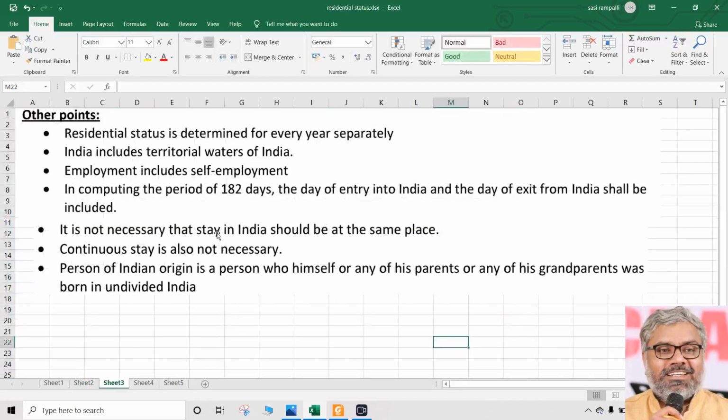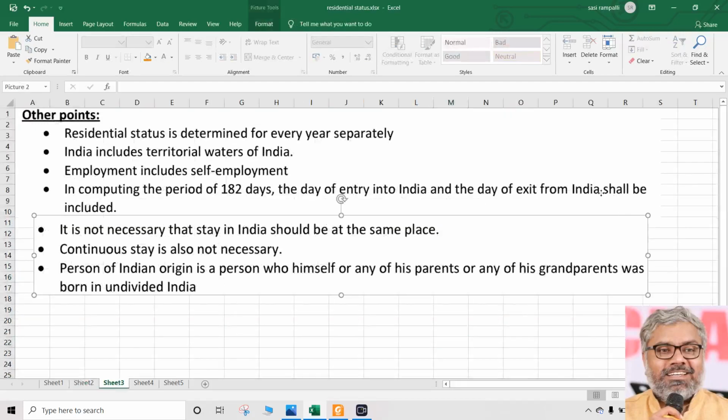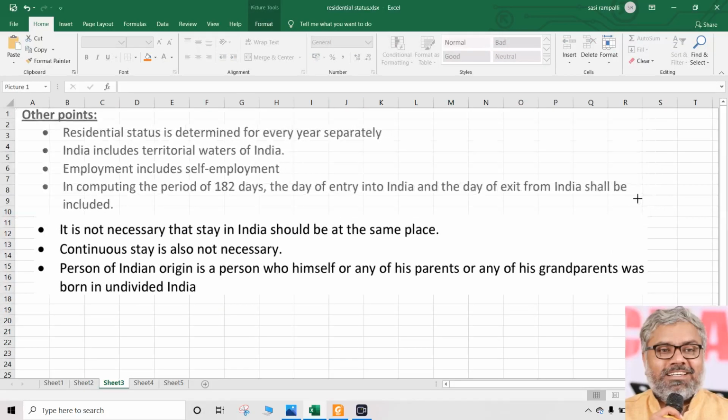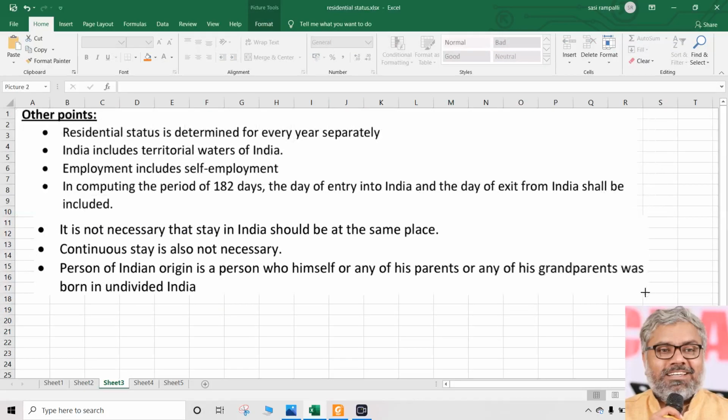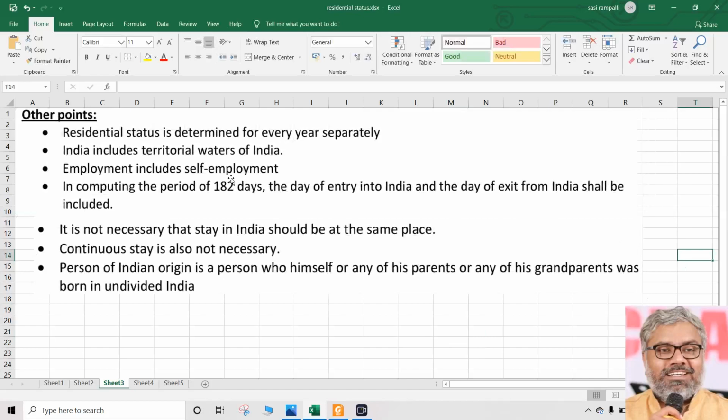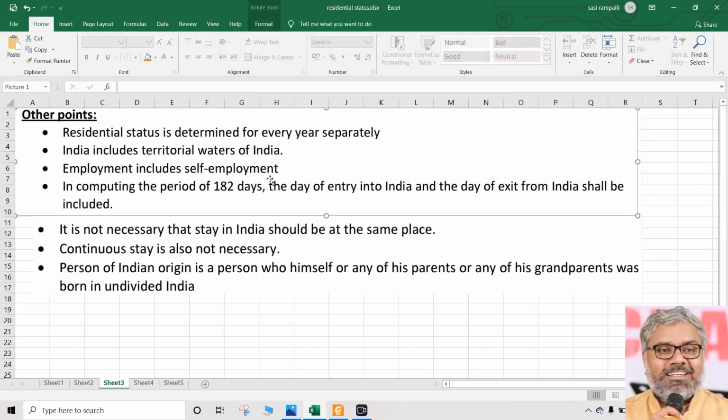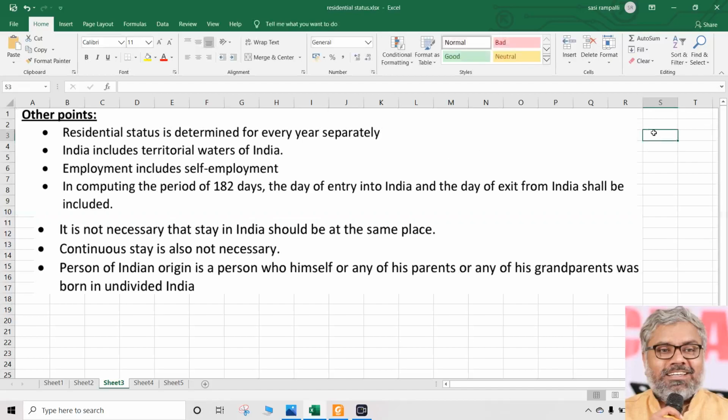Before that, there are some other points which we have noted earlier, which are also important to be remembered always, and which could be asked as twist points in the questions. Of course, most of them we already discussed. Like what? Residential status is determined for every year separately. Yes, residential status is not something permanent. It has to be calculated every year. India includes territorial waters of India. We already know this from the definition of India itself.